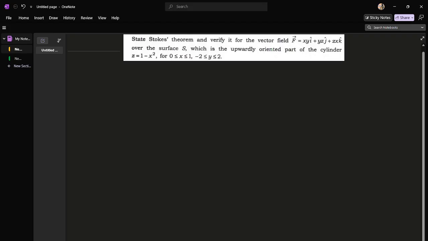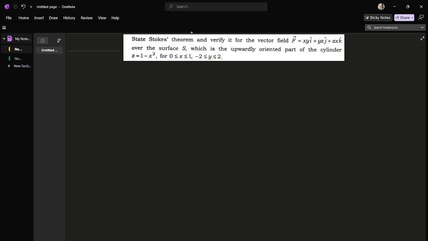We are now solving our UPSC mathematics paper, which is our mathematics optional paper from 2024. So our question appeared in that paper. That question is from our vector analysis chapter.